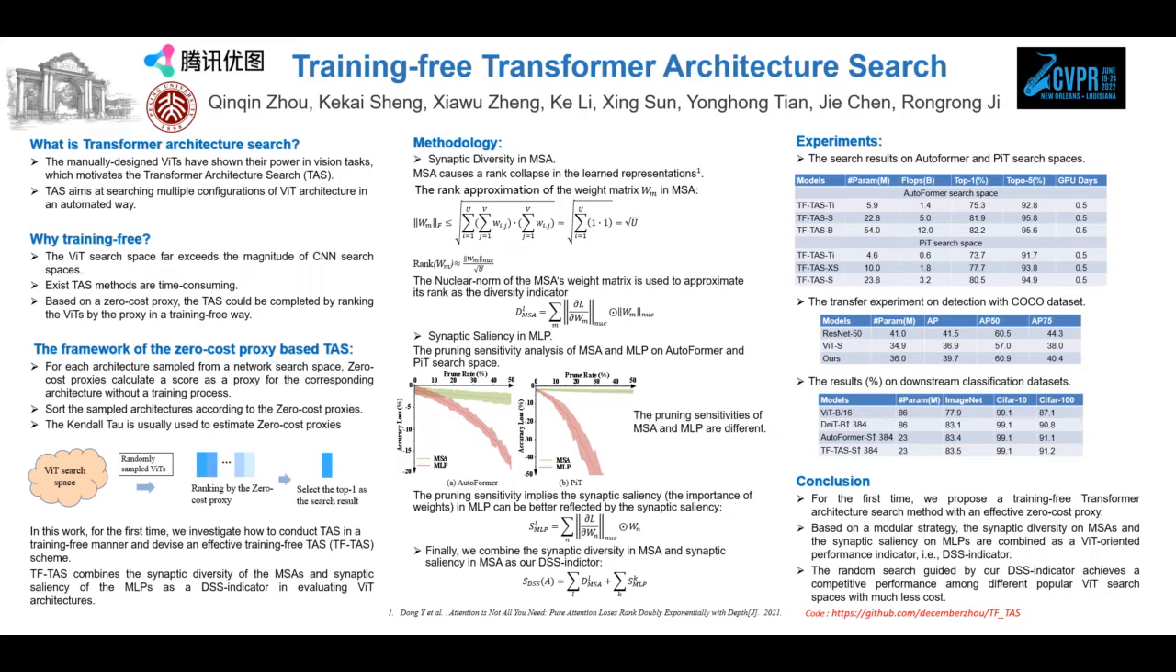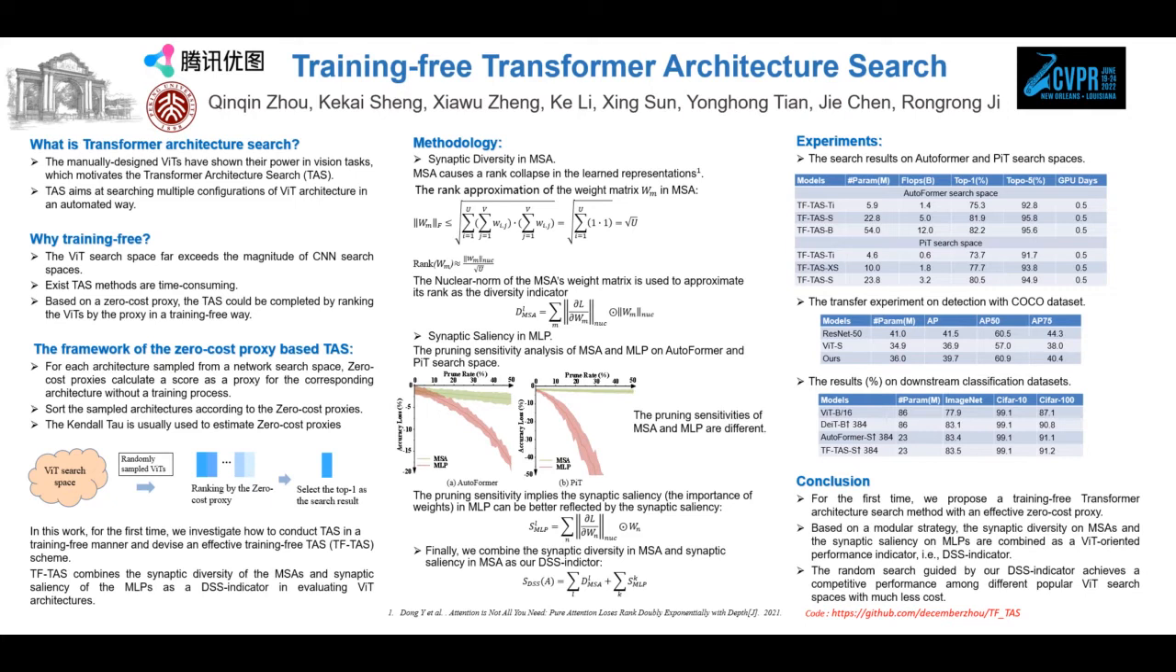Next, the MLP in transformer. It has been pointed out that the pruning sensitivities of MSA and MLP are different, and the concept of the synaptic saliency from the pruning community can be used as a proxy to indicate the performance of a specific module. Motivated by these findings, we analyze the pruning sensitivity of the different modules in search spaces, which indicates the MLP is much more sensitive to the pruning than the MSA. Therefore, we try to use the synaptic saliency of MLP as the proxy of MLP. Finally, we combine the synaptic diversity of MSA and the saliency score of MLP as our DSS indicator.